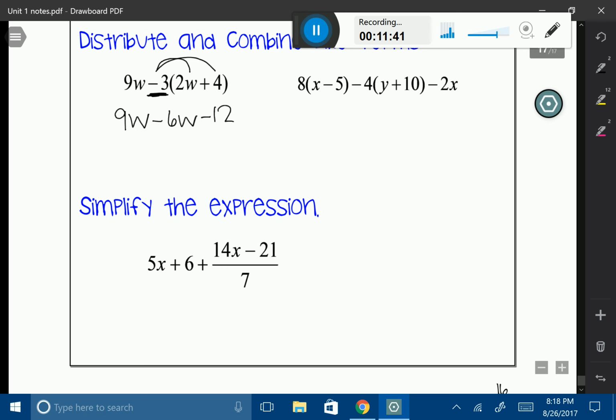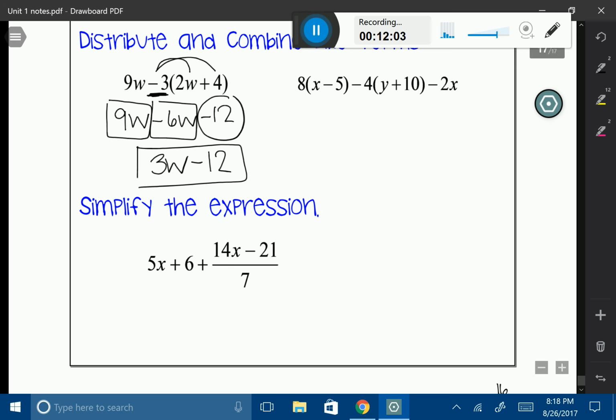Now that I have this, I've distributed. But now I'm going to combine all the terms that are alike. Just like before, notice that I have 9w and I have -6w. Same last name, so I can combine them to give me 3w. And then this guy over here, he's just kind of hanging out, so I'm going to write -12. And that is your final answer after you've distributed and combined like terms.